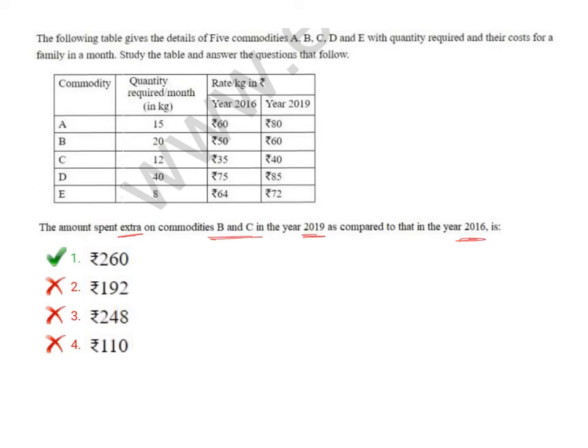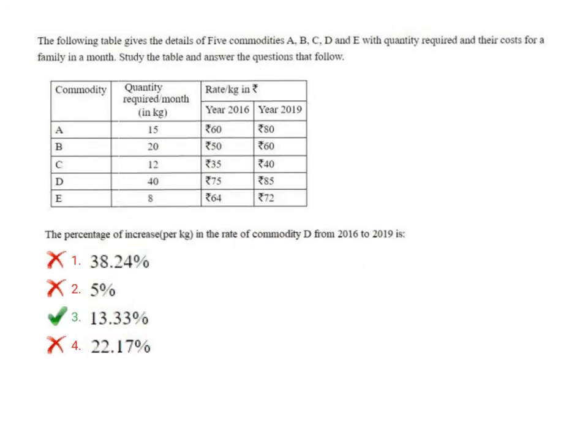So see the prices first. B and C is what is being asked. Price is 10 rupees extra. This is 5 rupees extra. But how many kgs are you purchasing? 20 and 12. So this is 200 rupees you are paying extra, 60 rupees you are paying extra. That is 260 rupees you are paying extra. So don't find out the total amount in that. Find the difference in the prices and see how much you are paying extra. That will be easy. The next one.